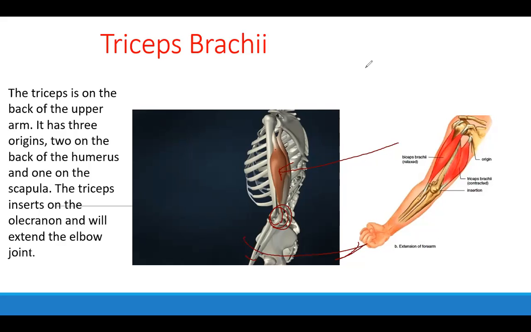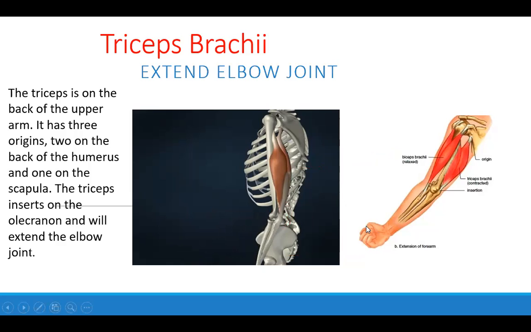It decreases the angle. Let me show you. Notice how when we pull on the elbow, it straightens the arm out. We're extending the arm, extending the elbow joint. The triceps inserts on the olecranon process, the elbow. The biceps inserts on the radial tuberosity.